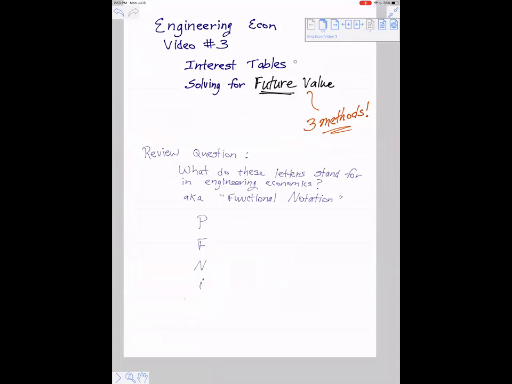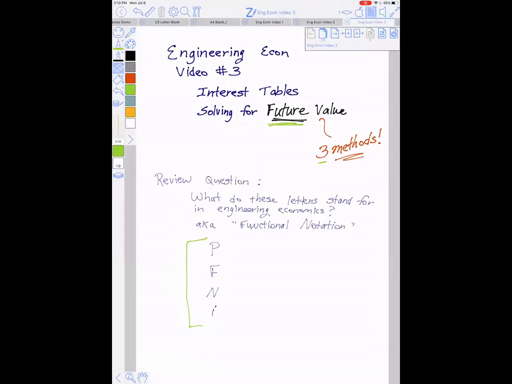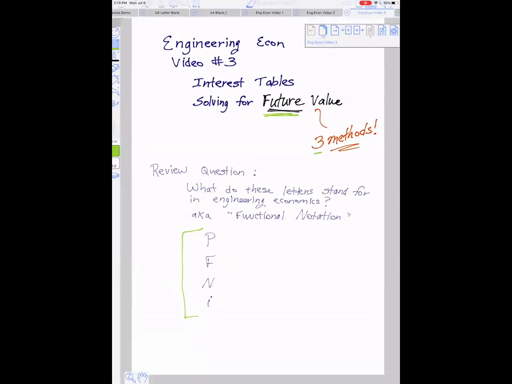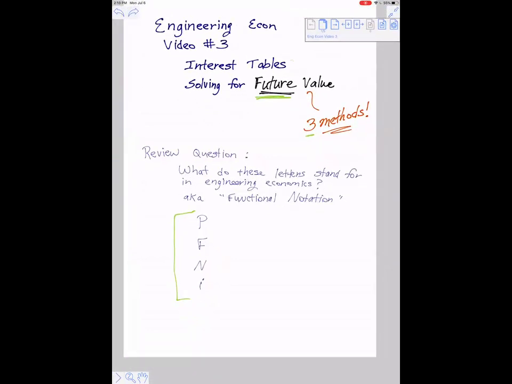Today we'll be learning about interest tables and solving for the future value. We'll be using 3 methods. But first of all, a review question.